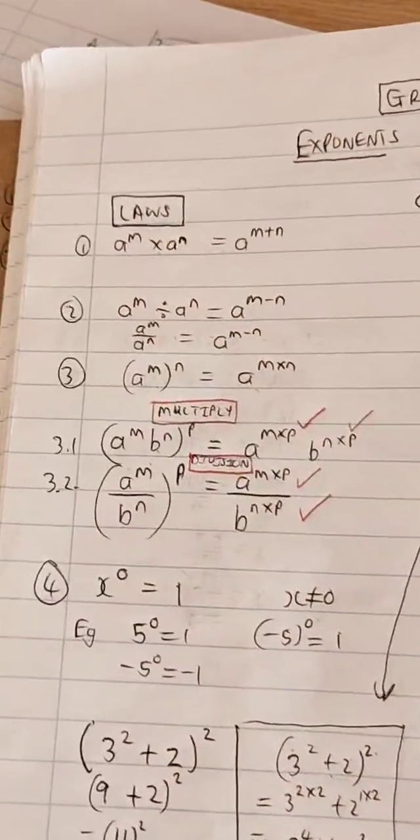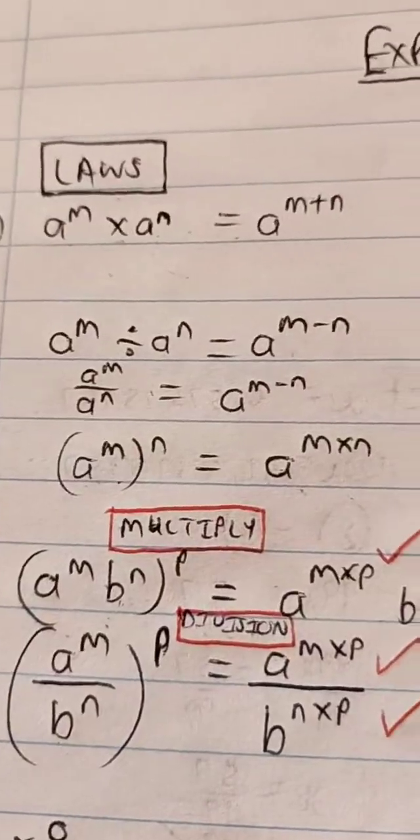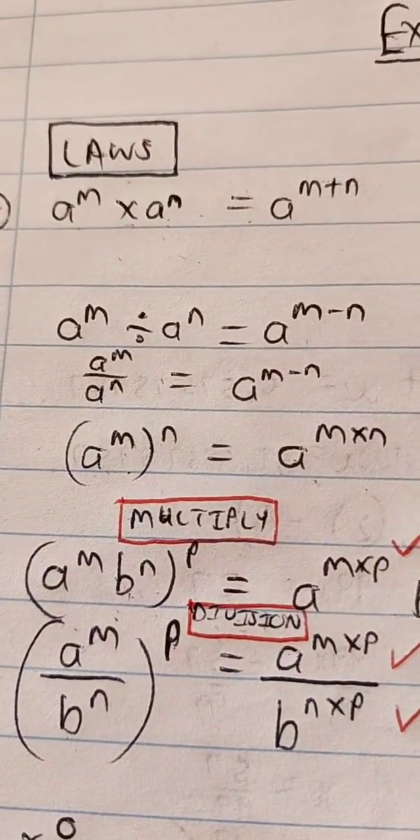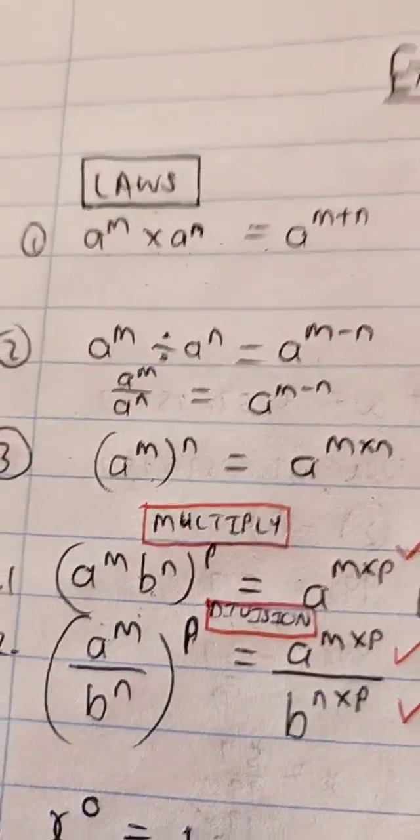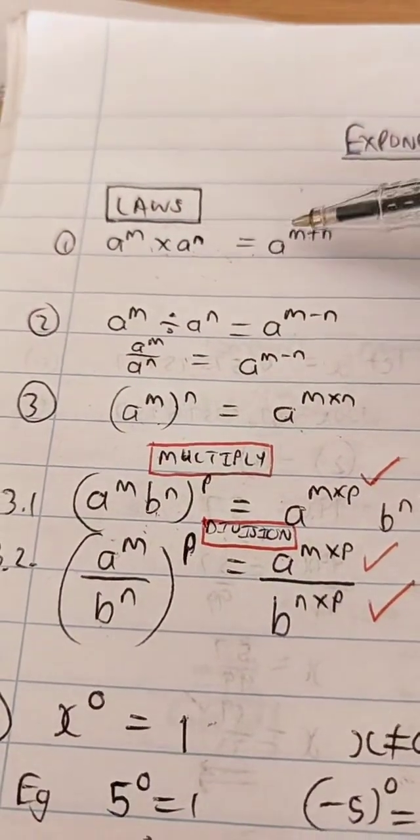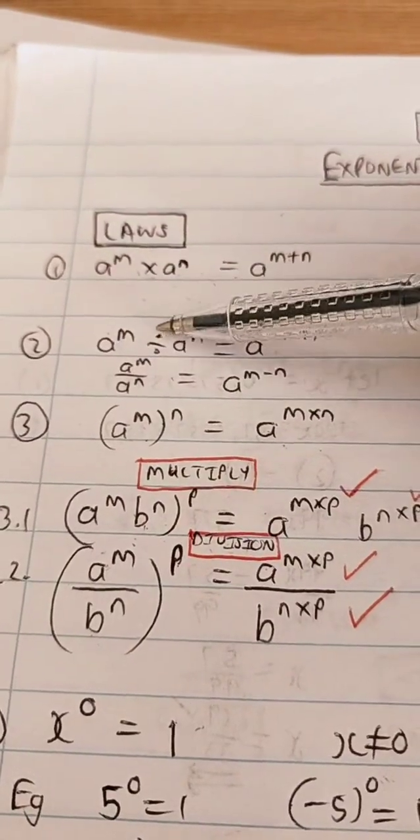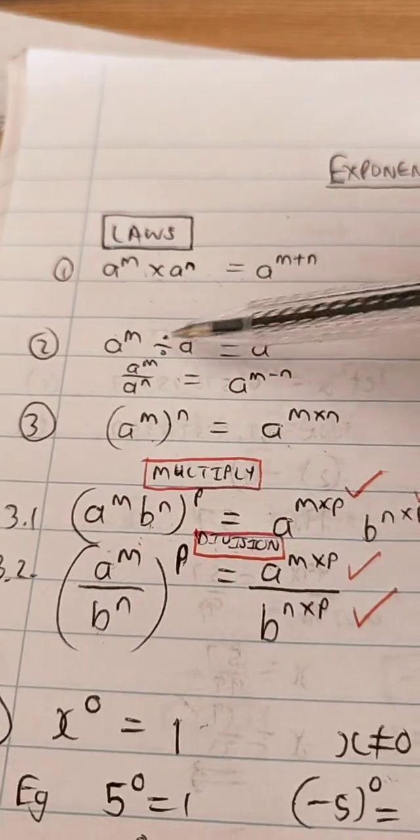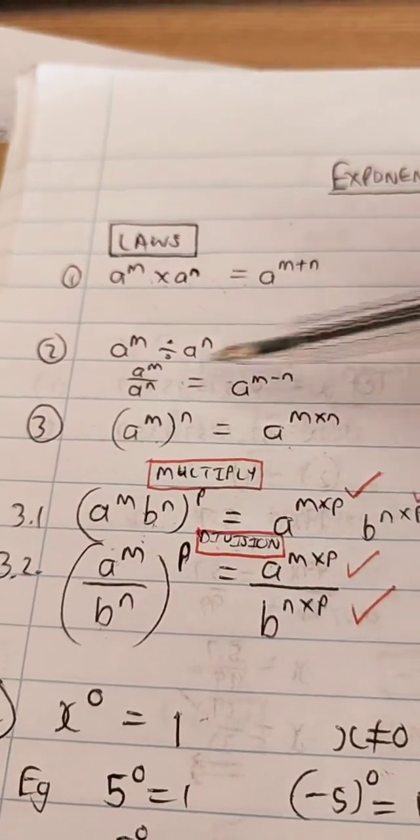So yesterday we looked at these guys. We looked at all the laws. Law number 1 of exponents, the fact that when we multiply same bases, we keep the base, we add the exponents. That was law number 1. Multiplication, the product of same bases, the addition of exponents. Law number 2, the quotient or the division of same bases means the difference of the exponents.